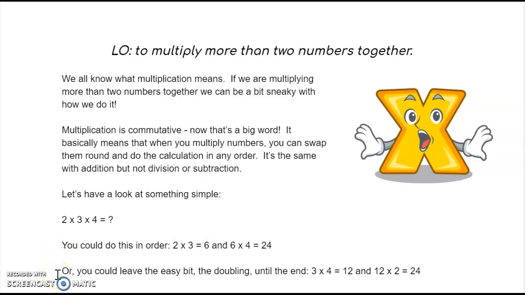Or you could leave the easy bit, the doubling, until the end. Do the 3 times 4 bit first. 3 times 4 equals 12. Then you've just got to multiply everything by 2. Double it. 12 times 2 equals 24. See, we get the same answer. We've done the question slightly differently. We've switched the numbers round, and we do it whichever way we find it easiest.